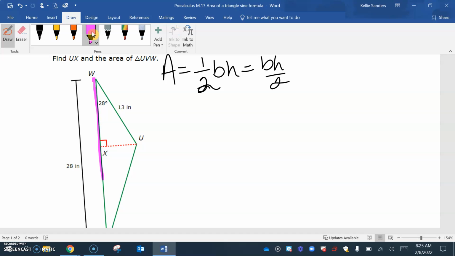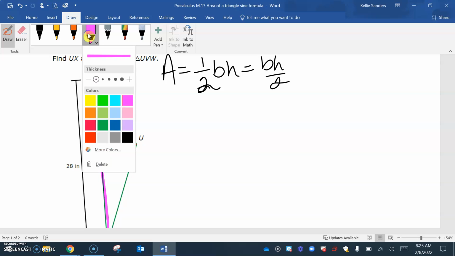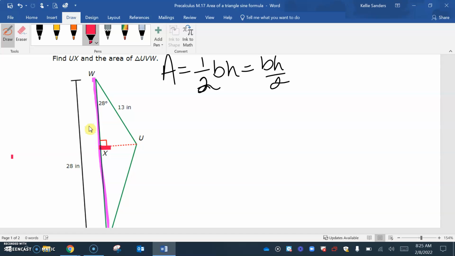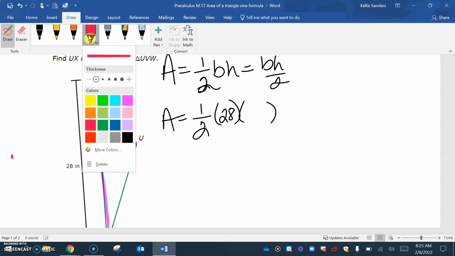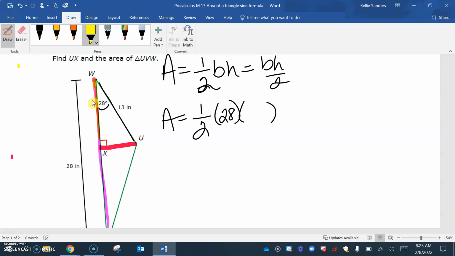So here is your base, and here is your height. So we have area equals 1/2, and our base is 28, but we need to figure out what the height is. And what they have given us is this angle and this length of a side. And I am looking at this triangle right here because we want to know what the height is.